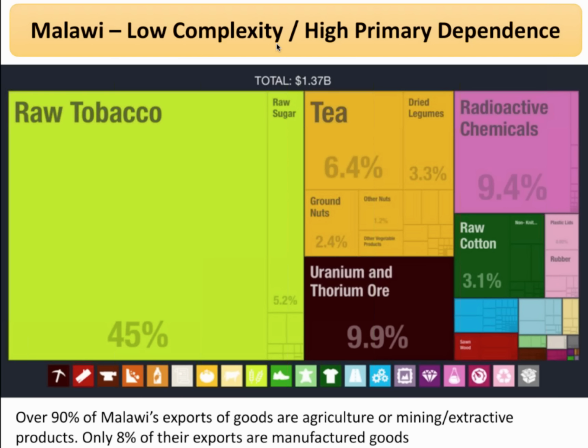If one looks at Malawian exports, you can see a very common pattern emerges here, that they are highly dependent on exporting tobacco and tea, uranium and thorium ore. So, less than 10% of Malawian exports come from manufacturing. 90% plus comes from the primary sector. They are highly primary dependent.